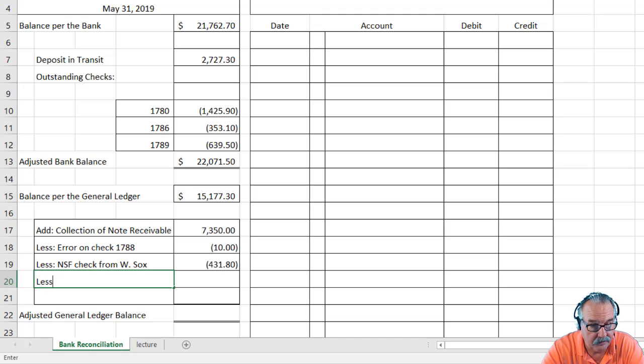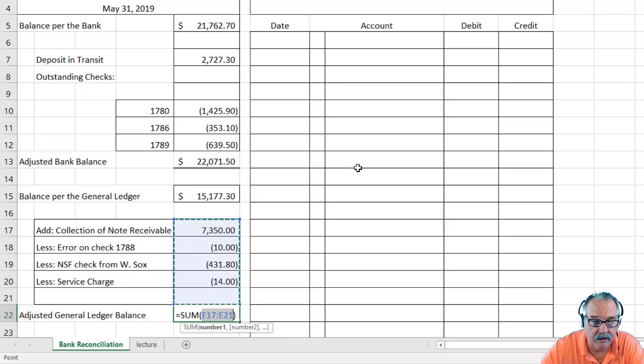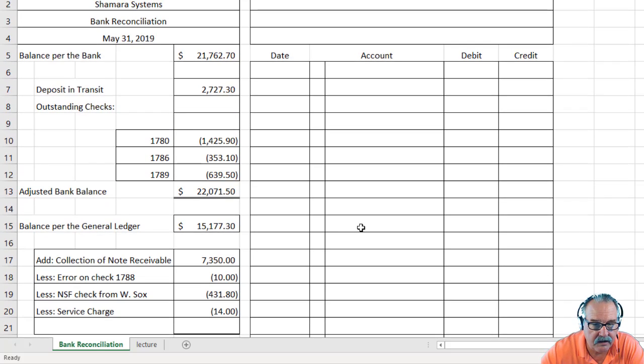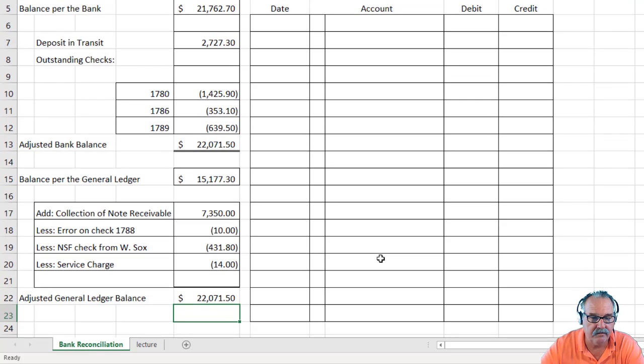Then we have a service charge for $14. So when I add all that up, hopefully I will get the same balance, $22,071.50. Yeehaw, we got the right balance.